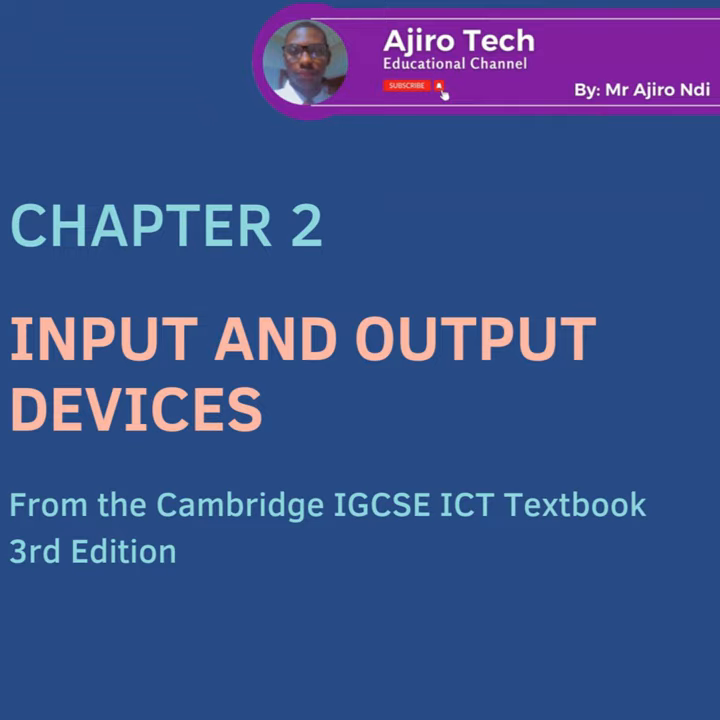Okay, so let's talk about them one after the other. The first one is the card readers. Okay, we have the card readers, and let's start with magnetic stripe readers. Now, when we talk about magnetic stripe readers, they are used to read information on the magnetic stripe found on, for example, the back of a credit card or a debit card. The stripe contains useful information such as the account number, the sort code, expiry date, and of course, the start date.